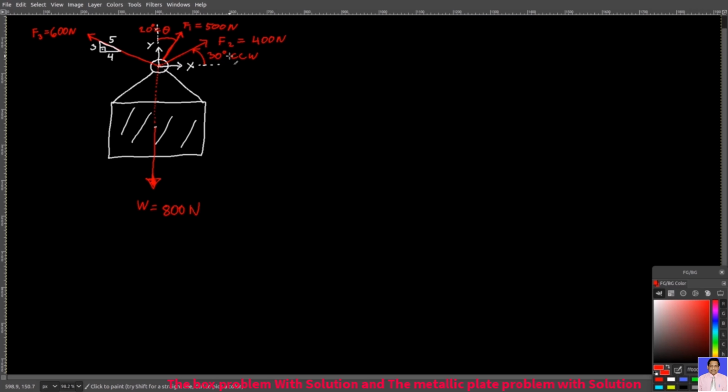So my question to you is, what's the magnitude of the resultant force when you add up f1, f2, and f3? And then the second question is, what's the direction of fr from the positive x-axis? Before you start solving it, I want to mention one more thing about vectors. We can describe them using unit vectors.